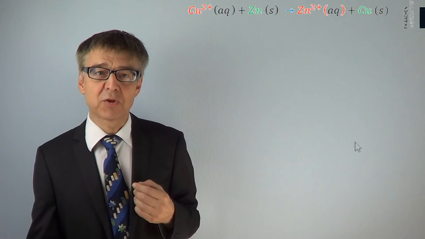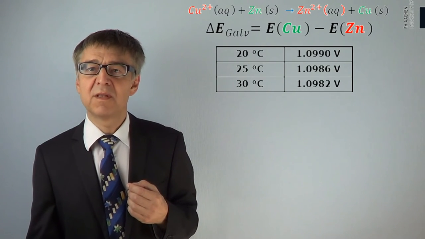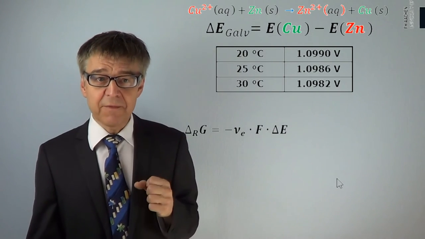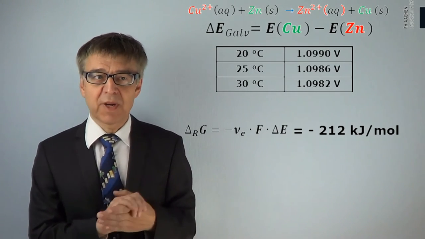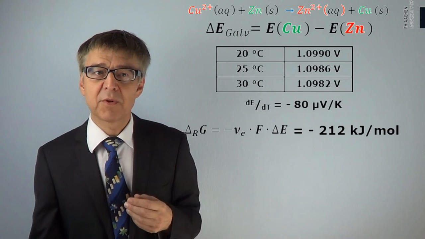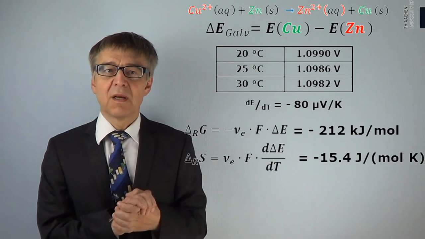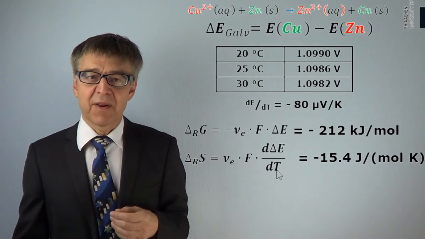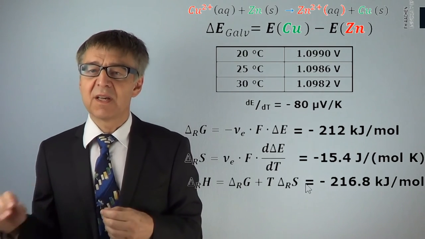Let's calculate these thermodynamic state variables for a Daniell cell reaction. Its EMF for 25 degrees Celsius, 1.0986 volts, gives a Gibbs-free energy change or drive of negative 212 kilojoules per mole. The temperature gradient of negative 80 microvolts per Kelvin gives an entropy change of negative 15 joules per mole in Kelvin. Using the Gibbs-Helmholtz equation, we may also calculate enthalpy change, delta H, as negative 217 kilojoules per mole.